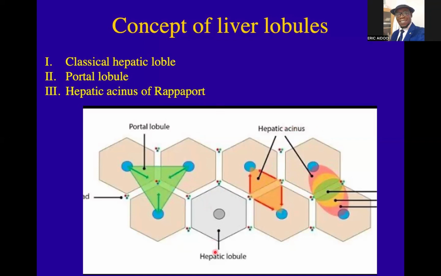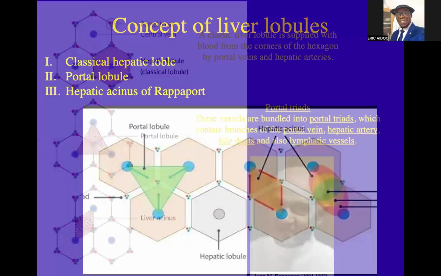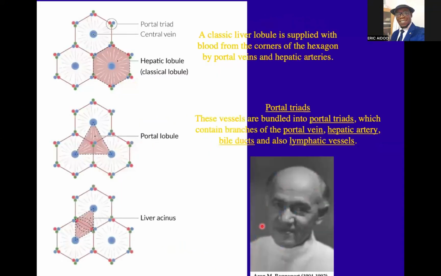So that is the hepatic lobule. Pardon the spelling for the lobule. Then you have the portal lobule in triangle. This is hexagonal, and then this is diamond shaped. So that is Mr. Rappaport.